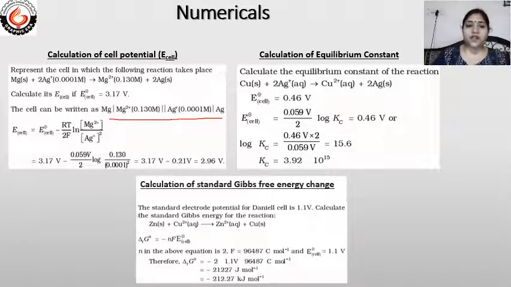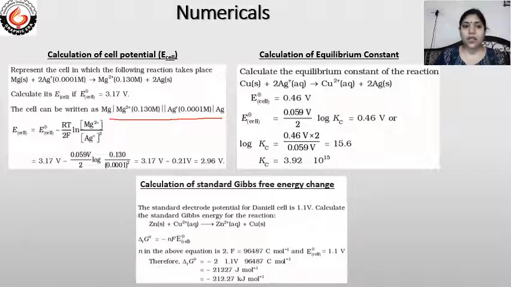After writing the cell, it is clear that Mg and Ag are the electrodes, where we will put the values of the concentration. So by putting the values into the Nernst equation for the galvanic cell, E cell is equal to E naught cell minus RT upon 2F log Mg2 plus upon Ag plus whole square.